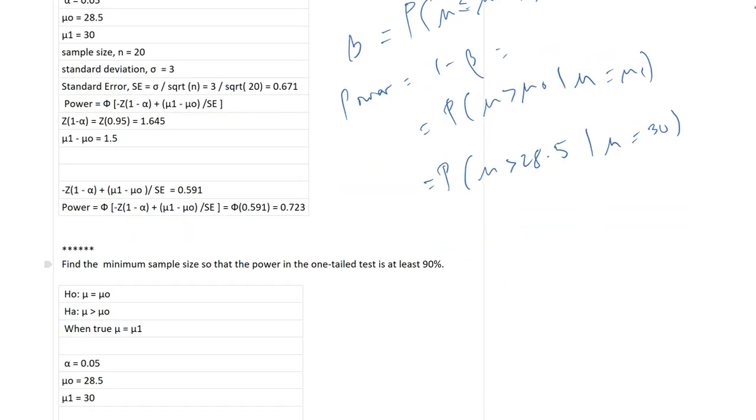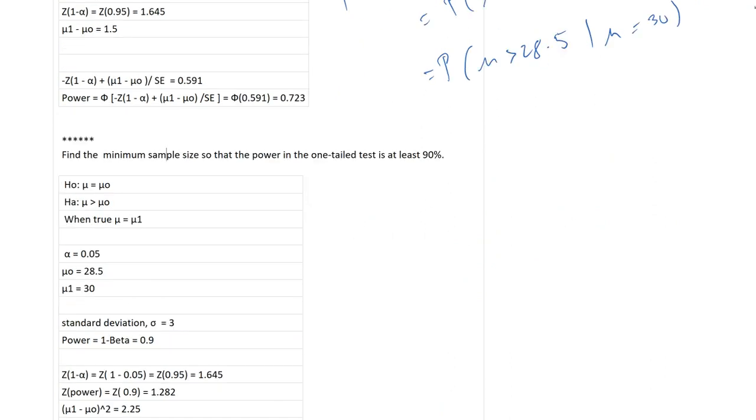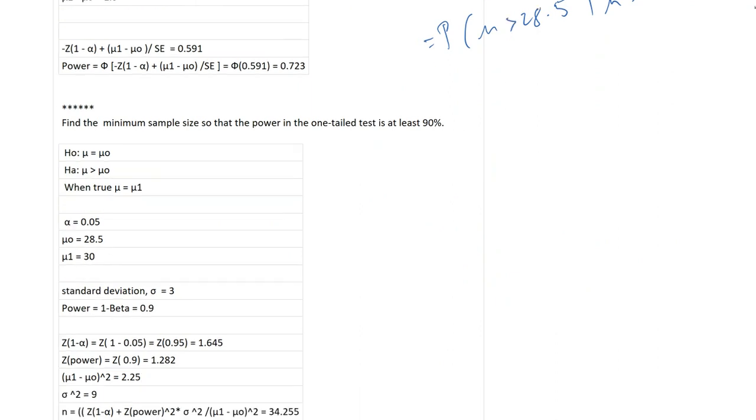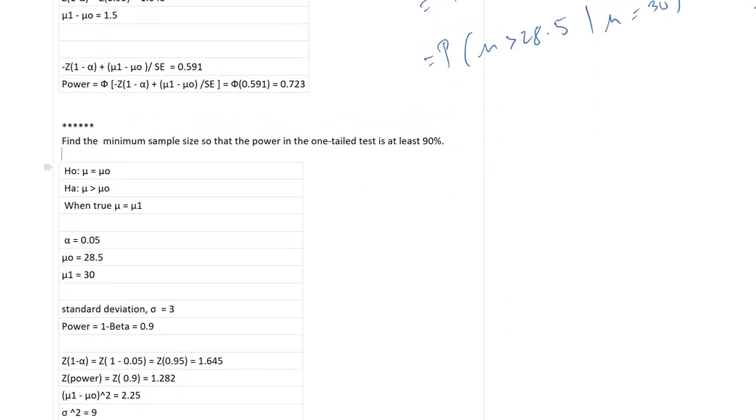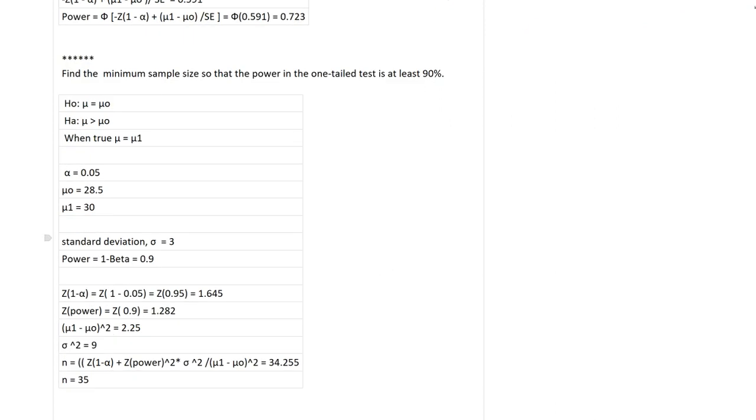Now here, we want to find the minimum sample size so that the power in this test is at least 90%. So again, we identify the parameters here. Alpha is 5%, mu0 is 28.5, mu1 is 30, standard deviation is 3. Now the power is 0.9. So z of 1 minus alpha is 1.645. And z of power 0.9, you look it up in the table, it's 1.282.